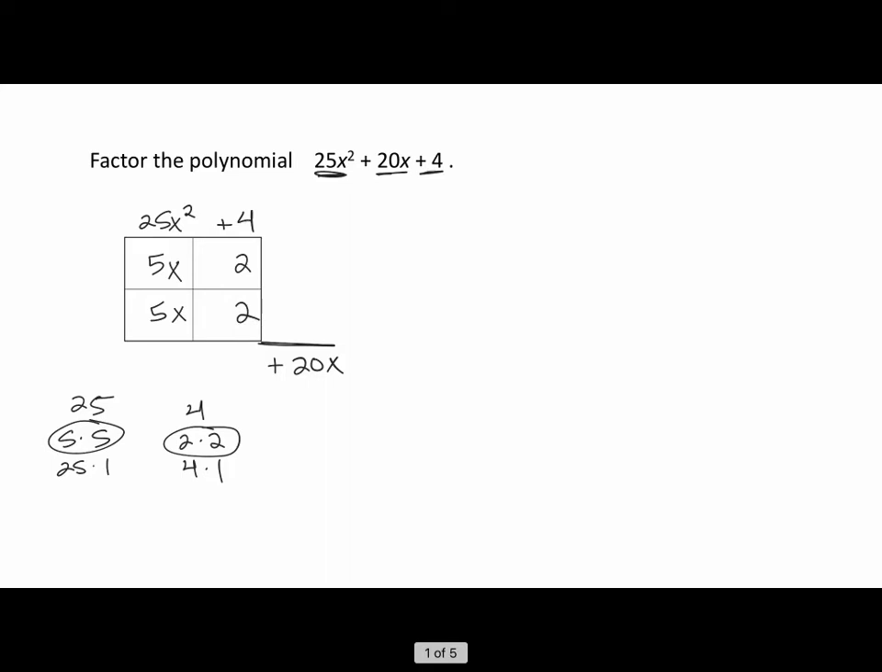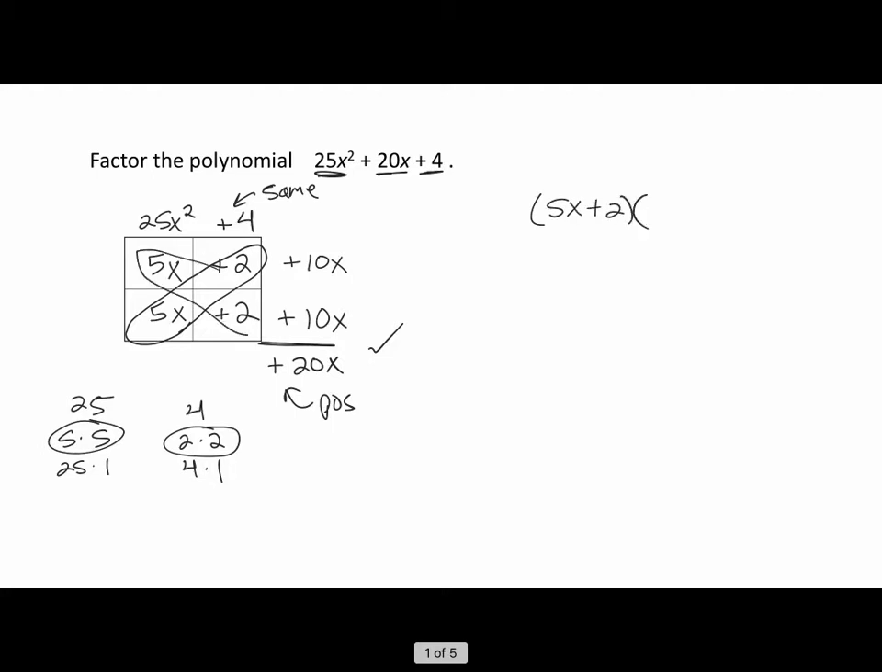So multiply across, that's going to be 10x and 10x. If this sign is positive, then the factors have the same sign. And this is positive, so these will both be positive. And that actually does add up to 20x. So now I'll put the signs in and take those cross terms for factors 5x plus 2 and 5x plus 2.